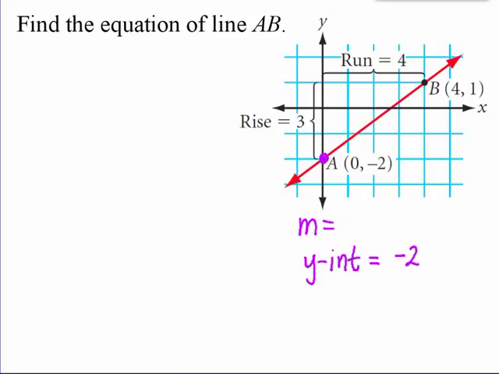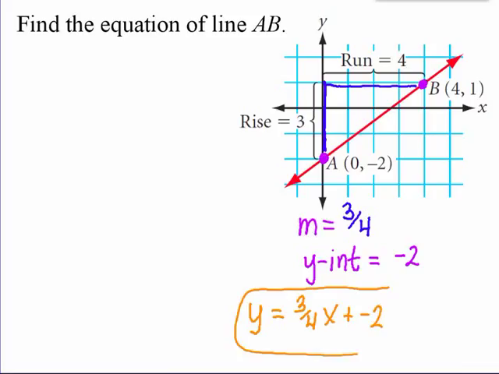Now I need to find the slope. I need to pick another point on the line, which is right here, and find the rise over the run. I'm going to go up how many? 3. And over how many? 4. So my slope is 3/4. Based on this, I can go ahead and write my equation. My equation will be y equals 3/4 x plus negative 2, or you could have 3/4 x minus 2. And there you go.